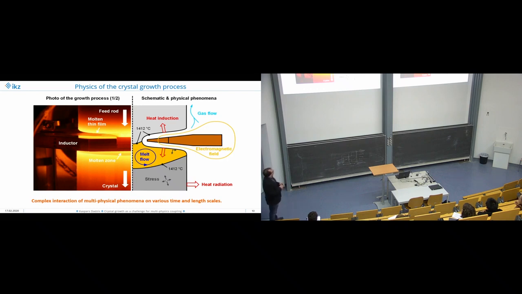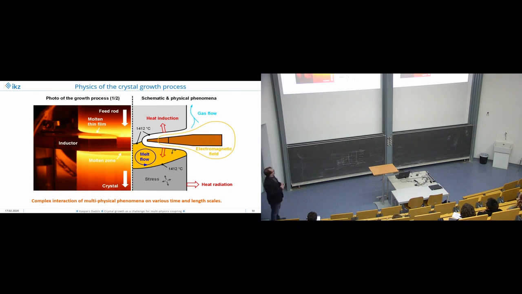So of course we have a high frequency inductor here, which is working at about 3 MHz. It means very thin skin layers. And this inductor is inducing heat both in the feed rod, which we have at the top, and also in this molten zone below the inductor.